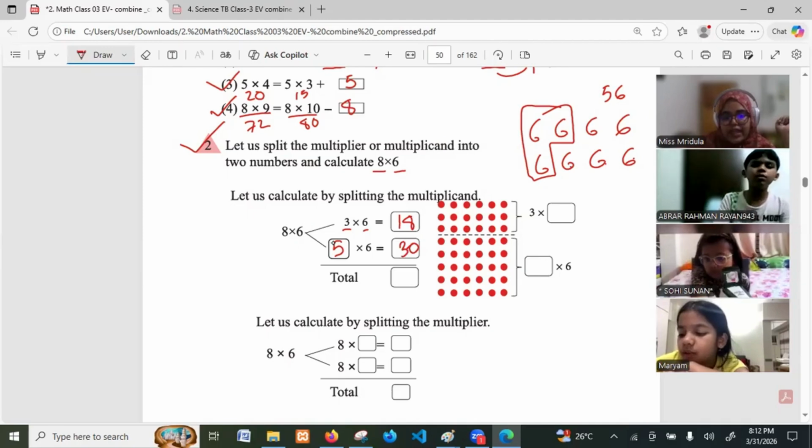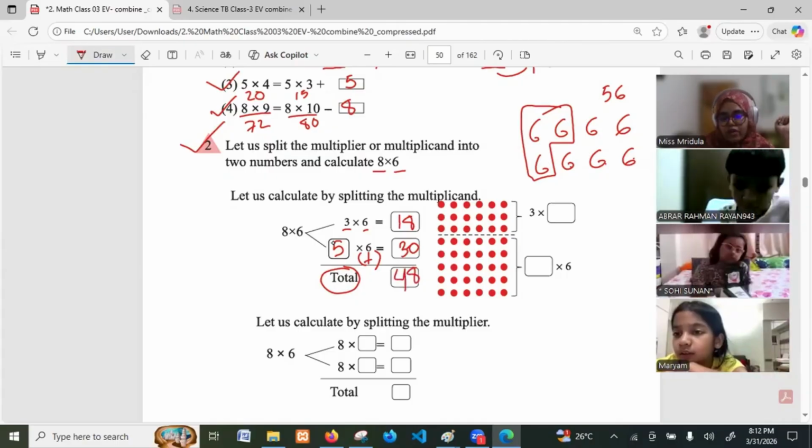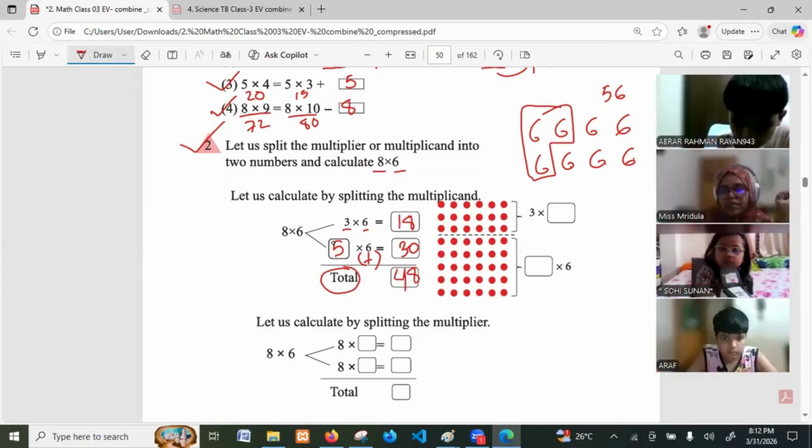So now we can add. Total means we need to add these two numbers. So 8 plus 0 is 8. 3 plus 1 is 4. Okay. And what is going on here?